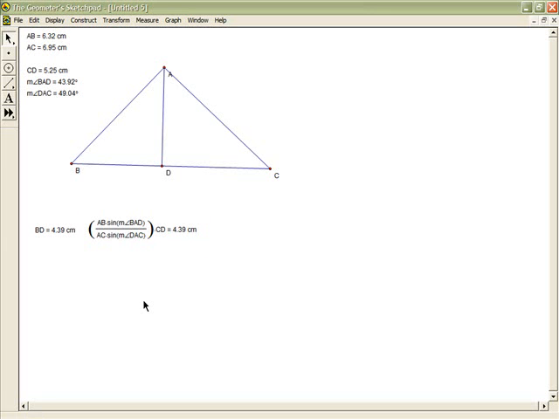So there you have it. You just proved the angle bisector theorem with Geometer Sketchpad.